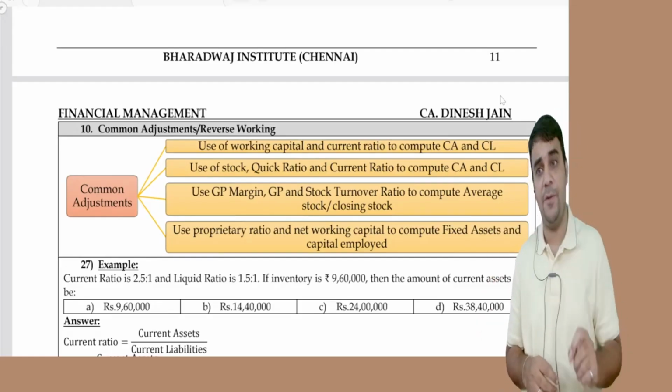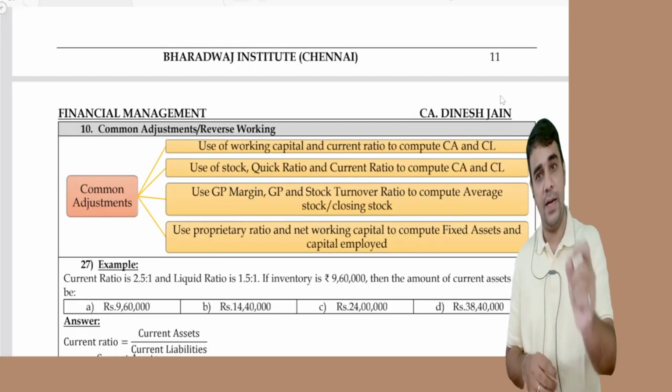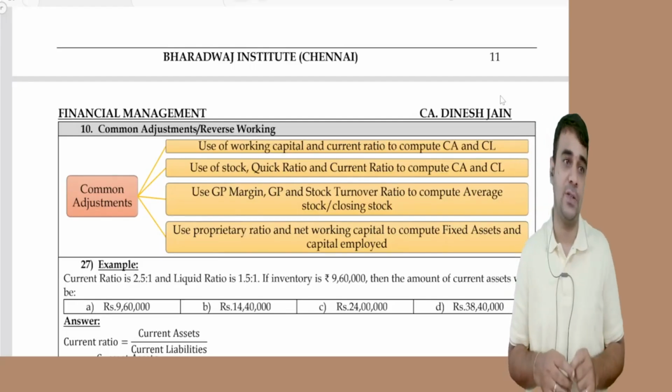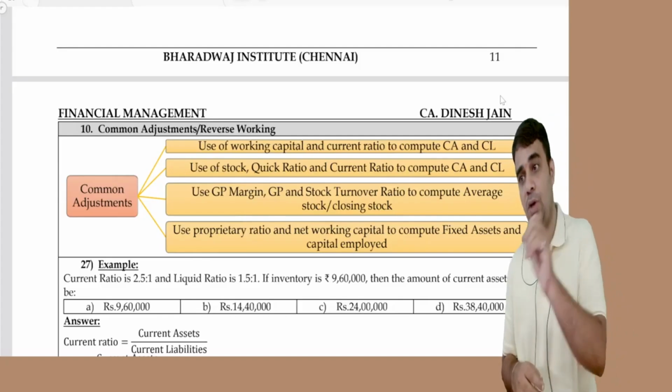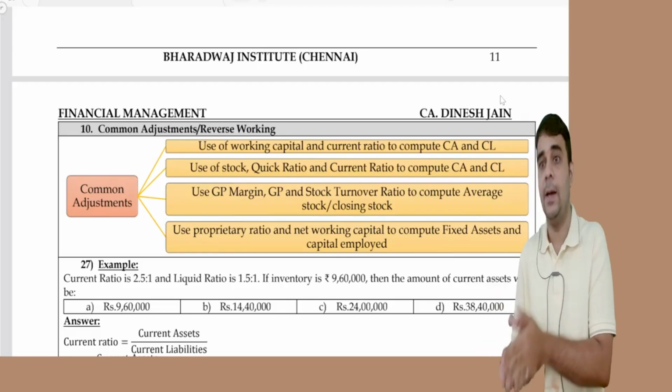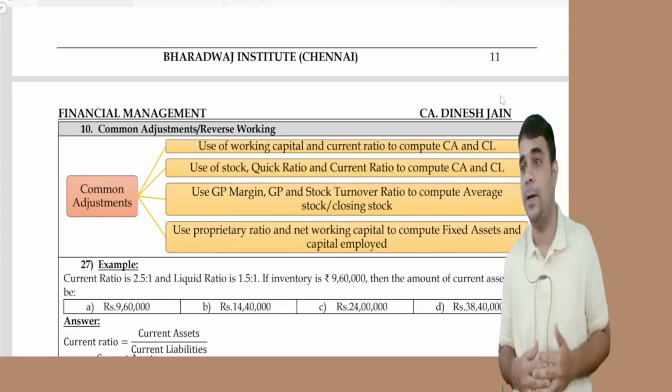Dividend as a percentage of face value is called dividend rate. Dividend as a percentage of market price is called dividend yield. Dividend as a percentage of EPS is called payout ratio. Earnings as a percentage of market price is called earning yield. Price earning multiple is price divided by earning.